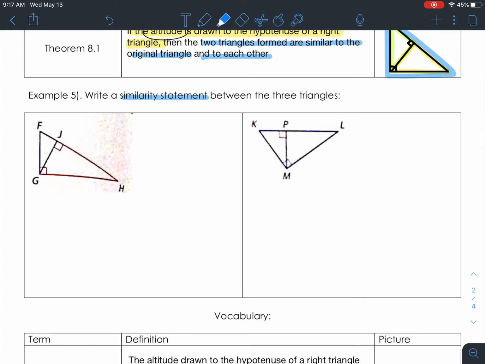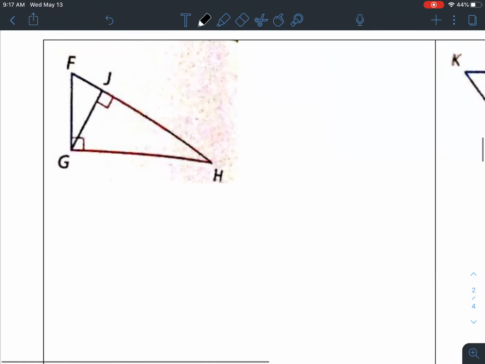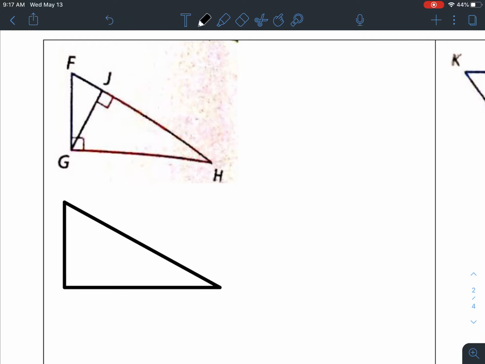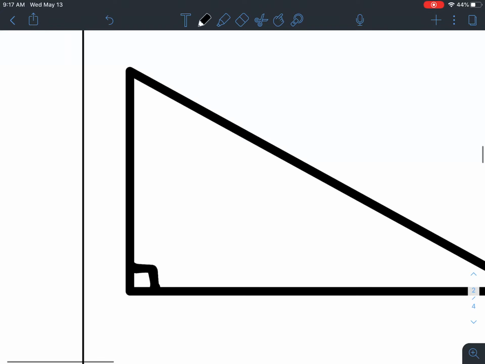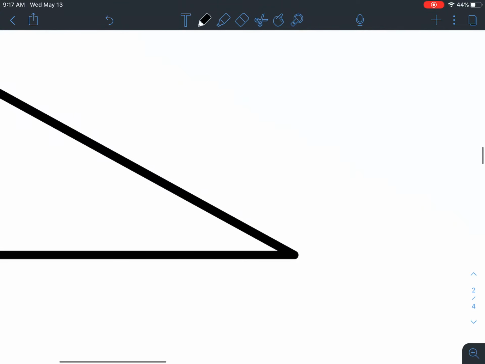Okay, so example 5 says write a similarity statement between the 3 triangles. The way that I do this is I actually like to redraw my 3 triangles, because the way that you write the similarity statement, remember, you have to match up the corresponding sides. You can't just write them in any order. You have to match up what angles are corresponding to which angles, okay? So here's what I'm going to do. I'm going to redraw my original triangle, all right, without the altitude drawn in, and mark my right angle, and I have F, G, and then H, okay?